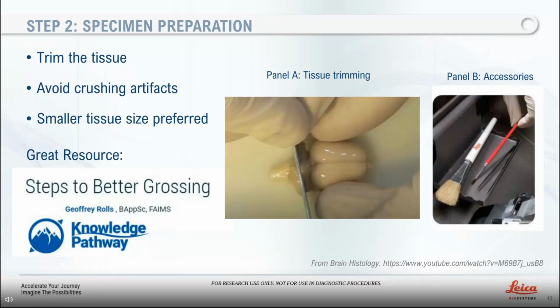In preparing a frozen section, thickness is not as critical as in paraffin processing. It could be 1 centimeter or a little more. If you would like more information on grossing, we have great resources available on our website. Please make sure to read Steps to Better Grossing in our knowledge pathway for more details.